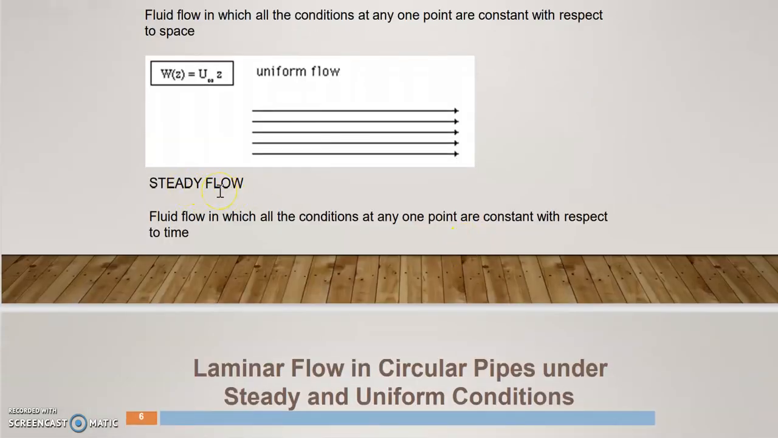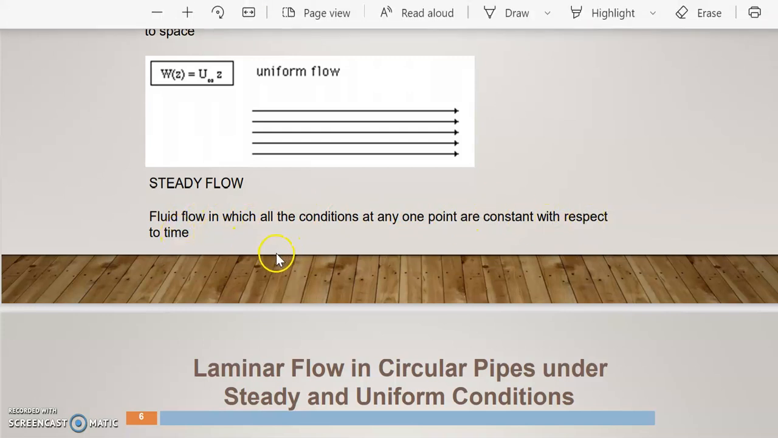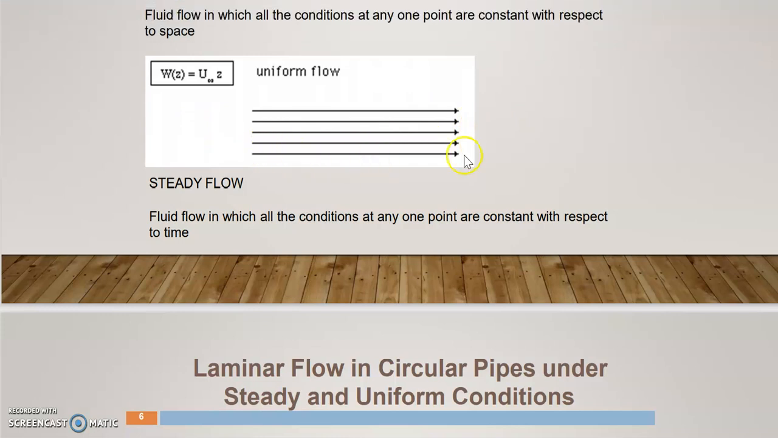How about steady flow? It is the fluid flow in which all the conditions at any one point are constant with respect to time. Meaning that when the flow travels throughout this pipe from time 1 until, let's say, 10 minutes, it travels along this pipe within 10 minutes at a constant velocity or flow rate.